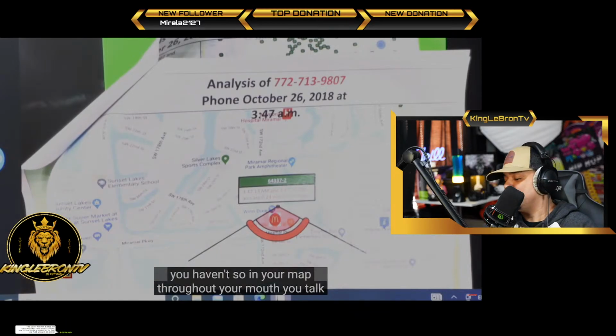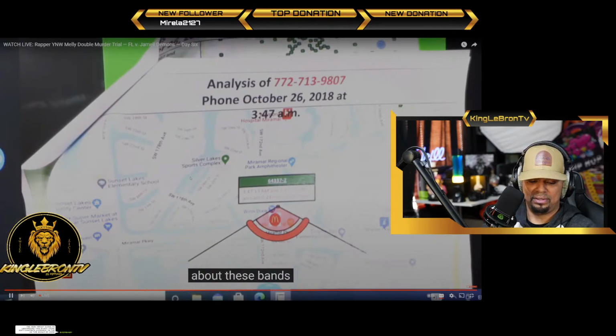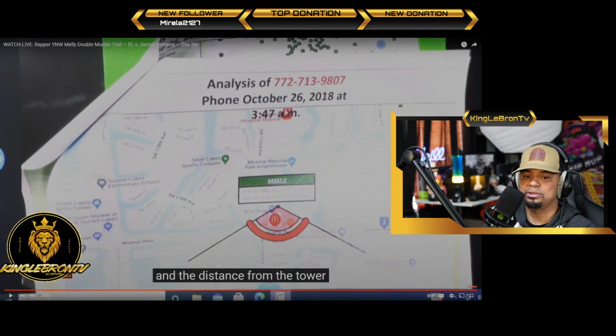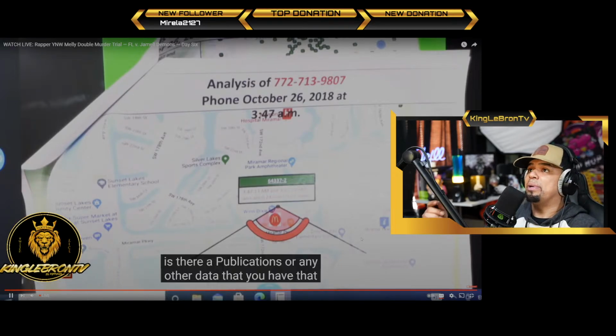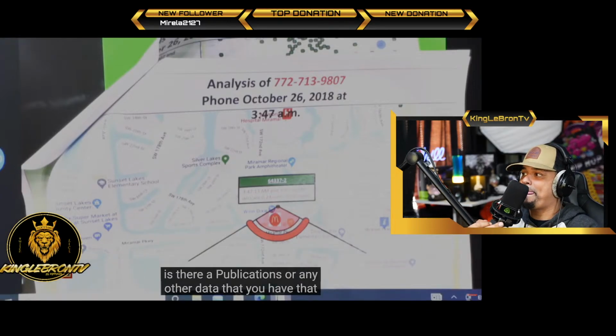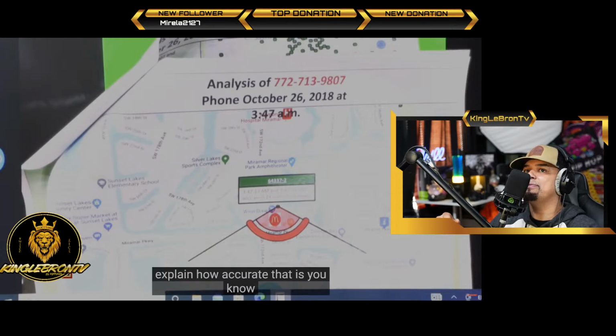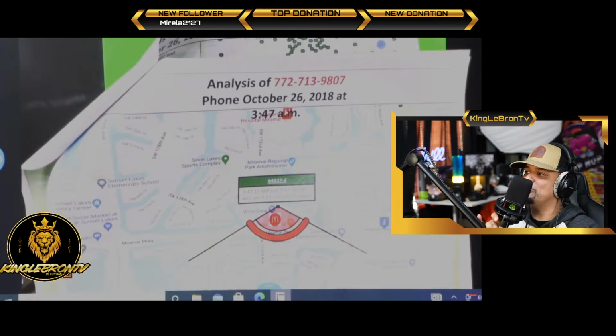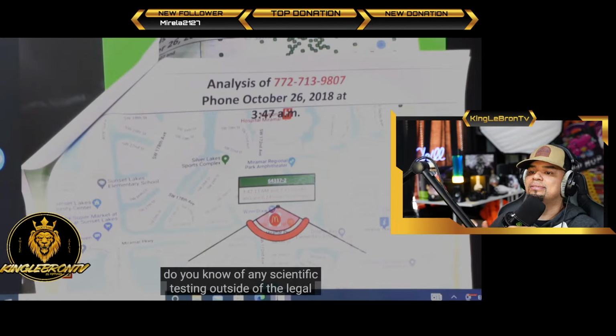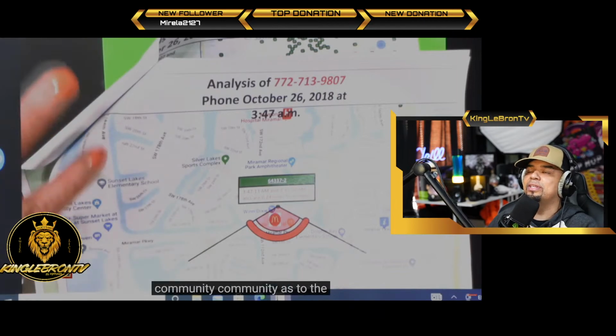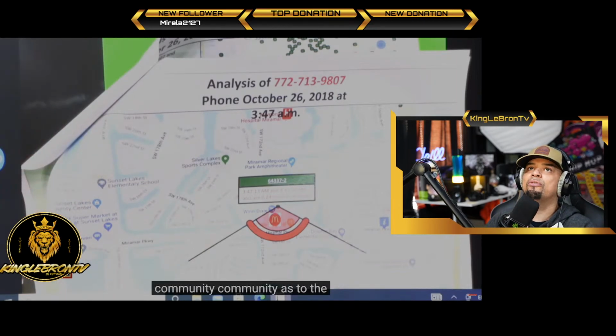Throughout your map, you only have to talk about these bands. Hold on, let me turn this down a little bit because she don't even know what she's talking about. She keeps talking about Wi-Fi bands and distance bands from the tower. The messed up part about it, bro, is that all they have to have is 8 jurors out of 12. That's all they need to convict this kid, man.